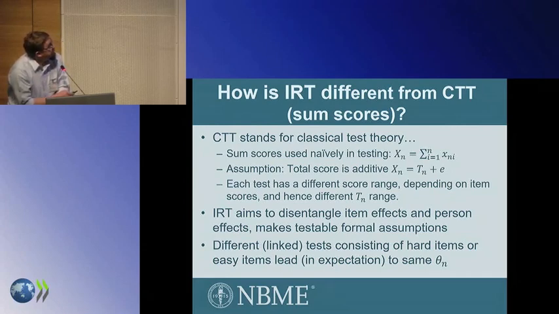The other problem is that item response theory really tries to disentangle item and person effects and makes somewhat testable, or really fully testable, model assumptions. Of course, everything can be wrong, but there's then again this nice saying from statistics that all models are wrong, but some might be useful, hopefully.